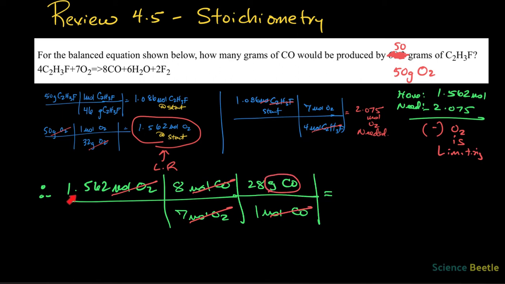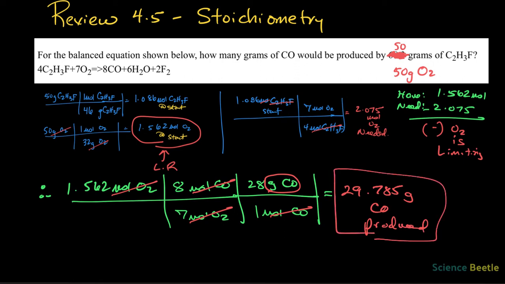So what we'll do here is take the 1.56 and multiply it times 8, divided by 7, times the 28. And when we do that, the number we wind up getting at the very end is going to be 29.785 grams of CO produced. And this is going to be based on the limiting reactant of this problem.